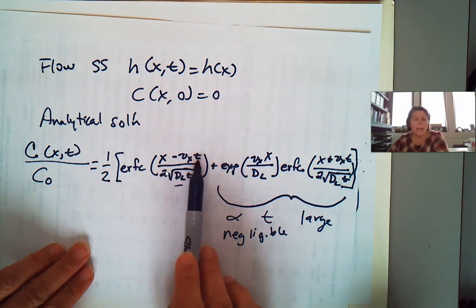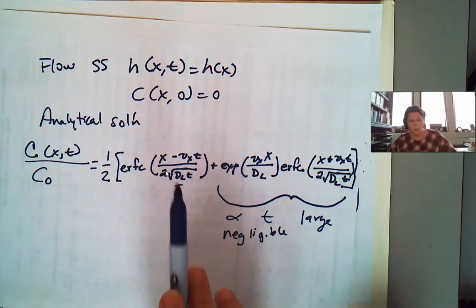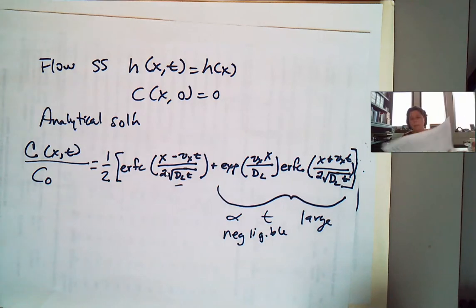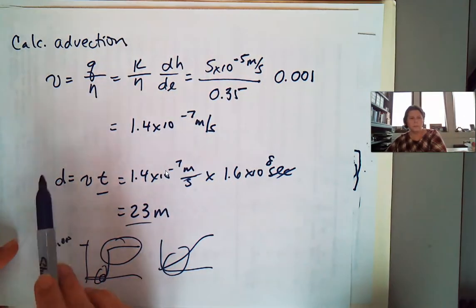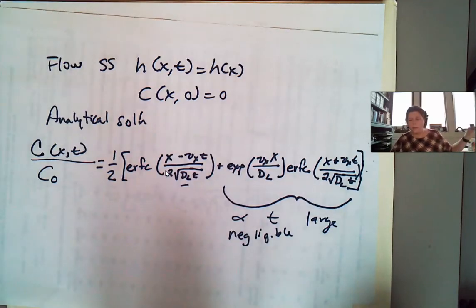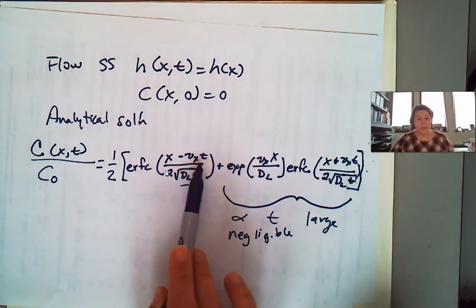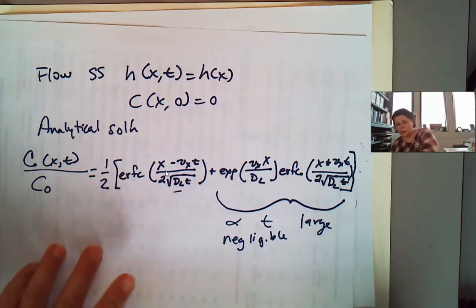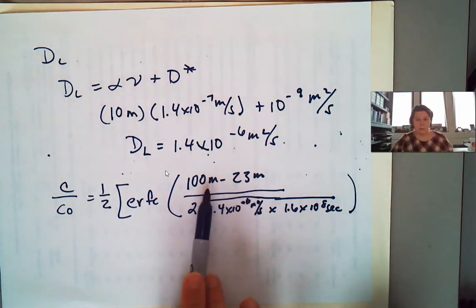And then we're looking at this right here. If you remember, that was our advection portion of this equation. So here is our advection portion of it, and it was 23 meters. So our advection says that it's only moving 23 meters for the 100. So that's where those numbers come from.